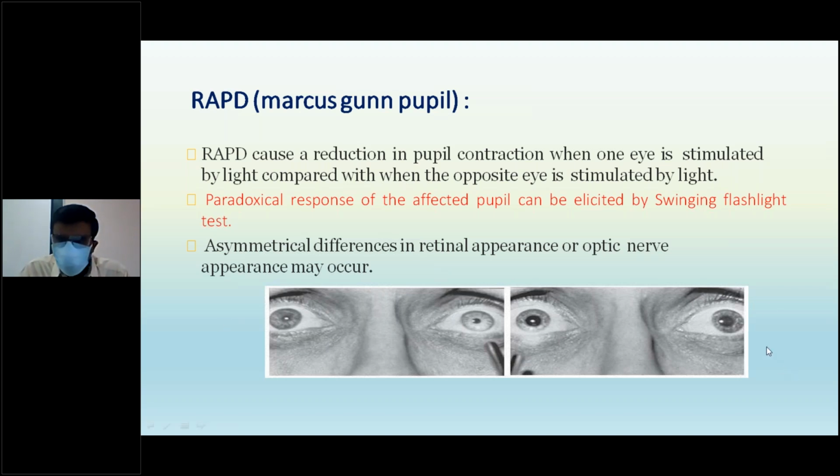So you can see here there is dilatation of the pupil in the left eye more when compared with the right eye here. It is somewhat more dilated. That is called relative afferent pupillary defect. When you are throwing the light alternately from one eye to the other eye, that is the swinging flashlight test.